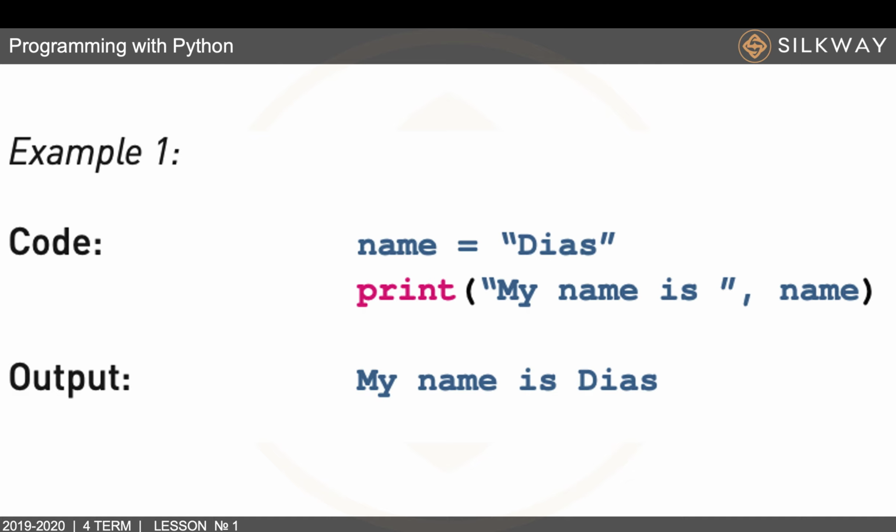So here is an example. Here's a variable that we call name. The name of this variable is name, and it's equal to this word dias. So the variable name is equal to dias, and if we print it, with this code, my name is this variable, it will show you my name is dias. It's very easy. I hope you understand this one. So if you write this code, your result will be this one.